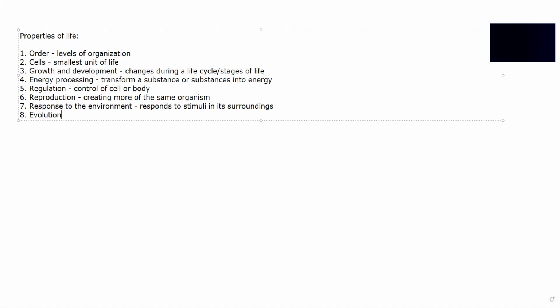Finally, we get to evolution. This is a core unifying theme throughout biology. Now, I'm not going to talk about evolution this second, but I am going to talk about it in a minute. So hang tight for me. Because while we're talking about unifying themes, we're going to go over some of the major things we see. There's only five of these.